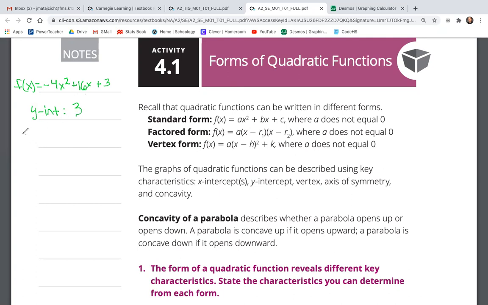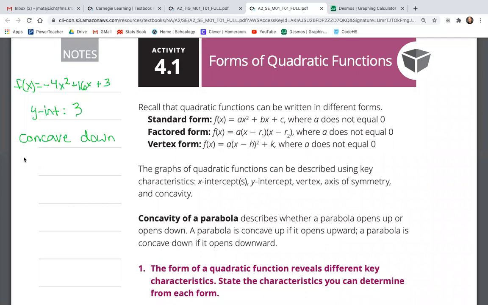Then, for concavity, is this going to be concave up or down? For concavity, all you have to do is look at the leading coefficient, which is -4. That sign is what's going to matter. Since it's negative, your function is going to be concave down. And that's really it. Those are the two things you can spot right off the bat from standard form.